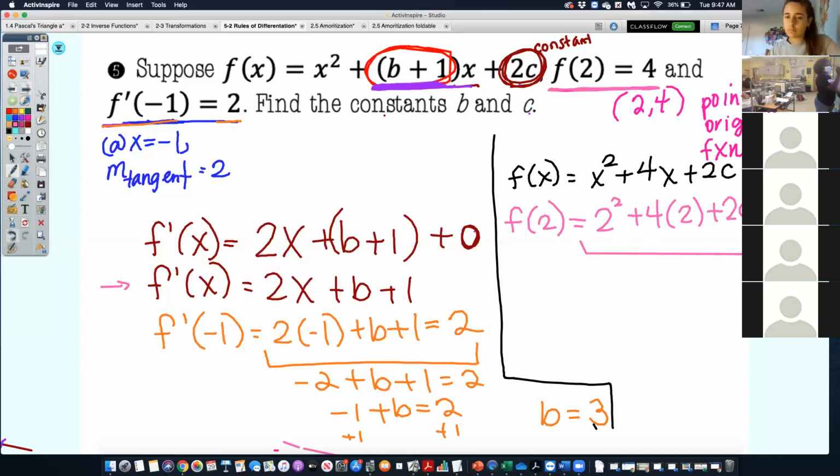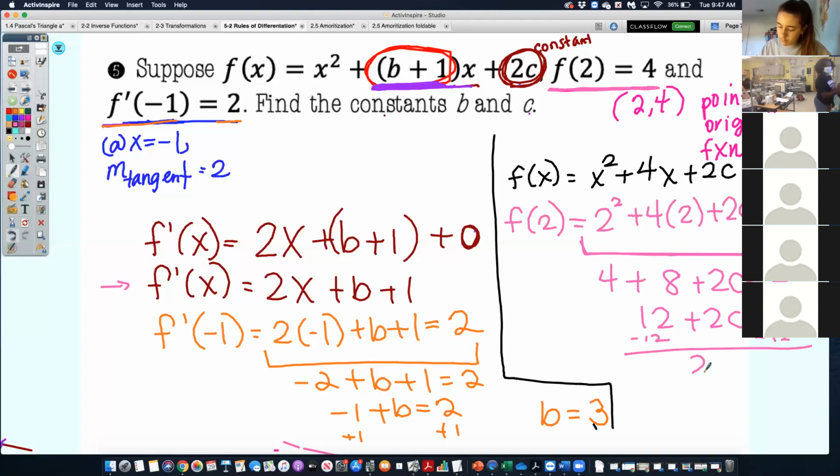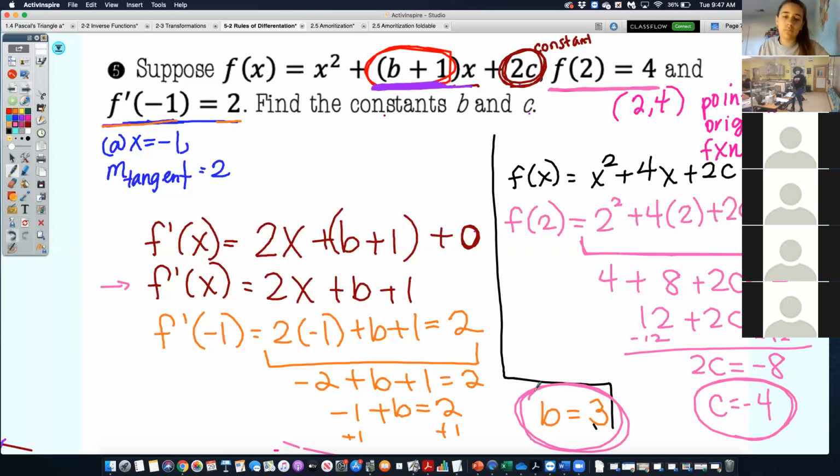So now I want to solve this. What's 2 squared? 4. Times 2. Combine like terms, 4 plus 8. 12. Subtract 12 from both sides. Divide by 2. And there are your values of B and C. Again, still using the concept of the derivative rules and incorporating a few more items.